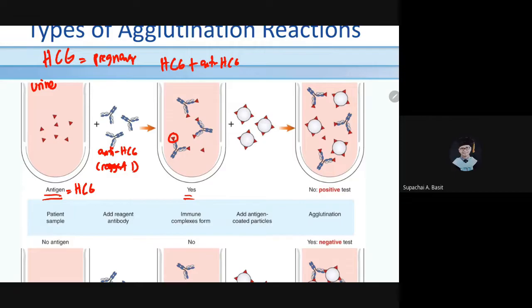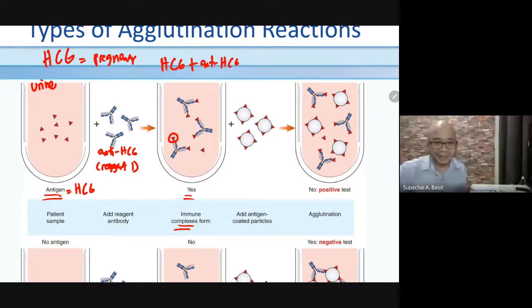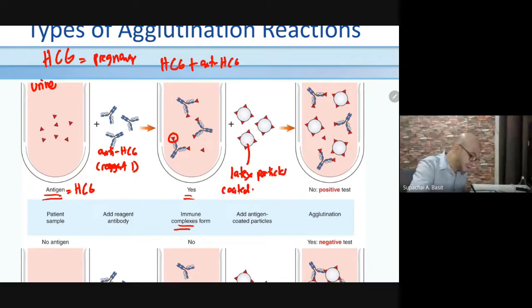This agglutination is called an immune complex. The question is, we cannot see the immune complex with our naked eye. You cannot see HCG in the urine. It's a hormone. You cannot see the anti-HCG in the urine. So yes, there is an immune complex, but you cannot see the reaction. That is the reason why we now have to add an antigen coated on particles. So this is now, for example, latex particles. These are latex particles coated with HCG.